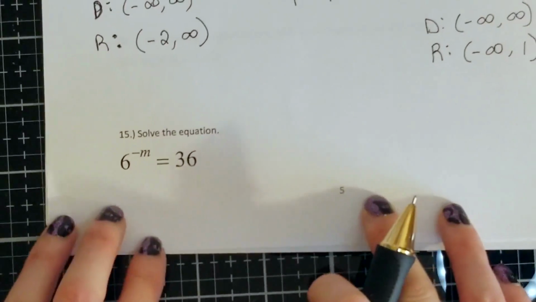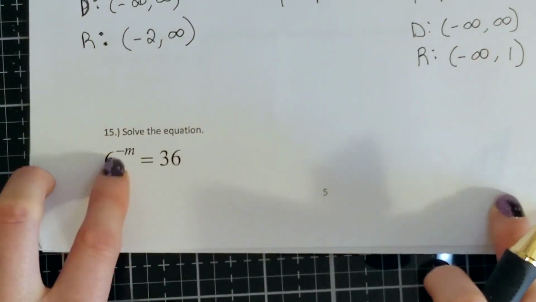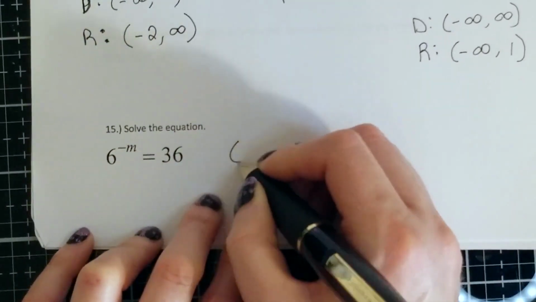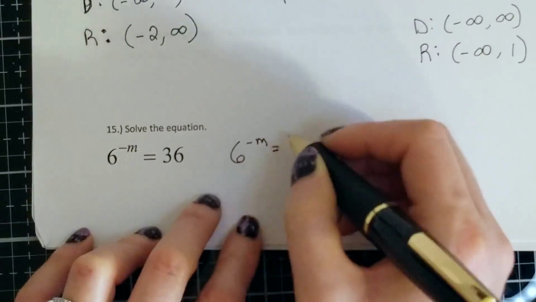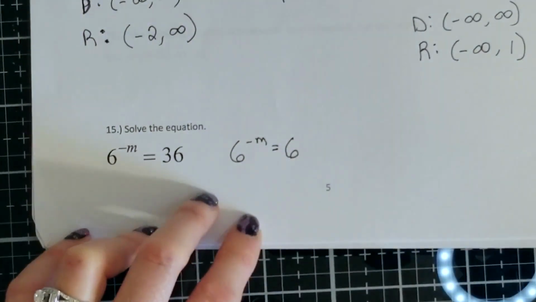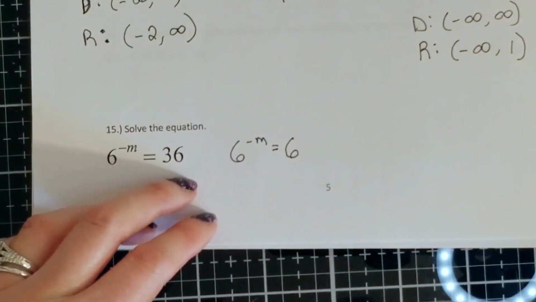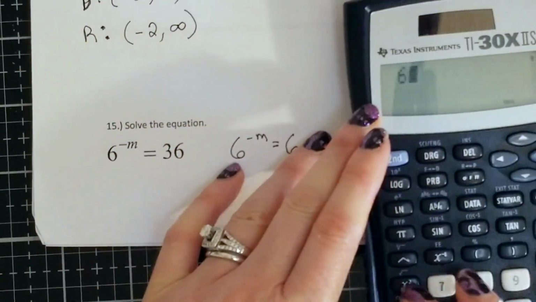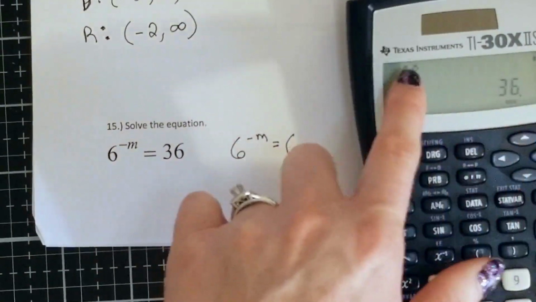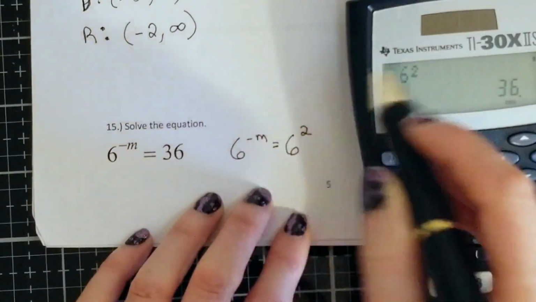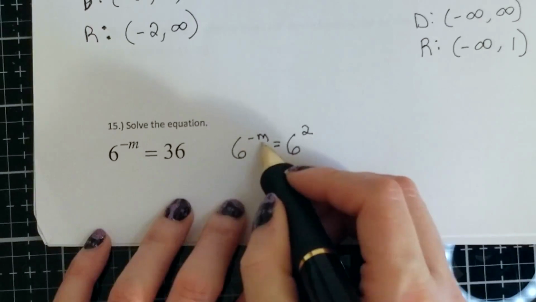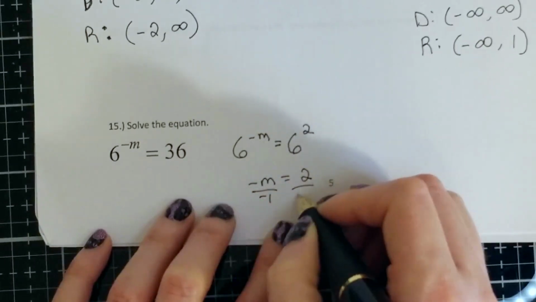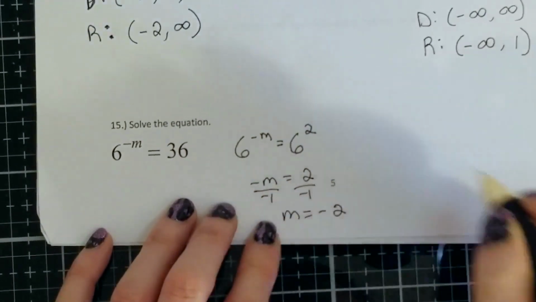Alright, number 15, solve the equation 6 to the negative m equals 36. So we want to get the bases the same, so we can use that formula from the front that said if the bases were the same, then you could just set the exponents equal to each other. So if you look here, 6 squared would give me 36. So I know that this is 6 to the second power. So we can set this equal to this. So negative m equals 2. Divide by negative 1. So m equals negative 2.